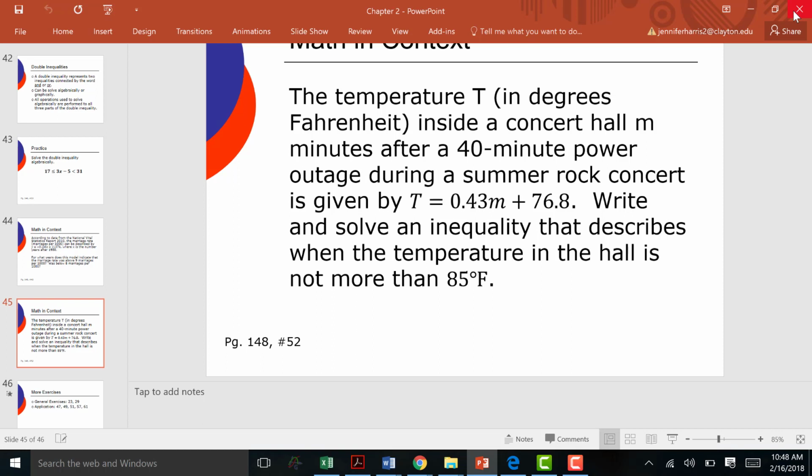So how many total minutes has passed by? 59 minutes. So 59 minutes later is when you can say that the temperature in the hall is not more than 85 degrees. Because it already said 40 minutes passed by, so you've got to add the 40 minutes that have already passed. All right, question. So, as long as 59 minutes ain't passed, the temperature is still 85 or less in the concert hall.